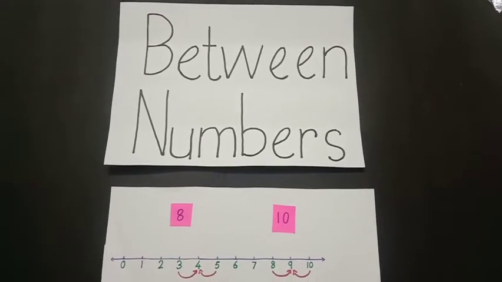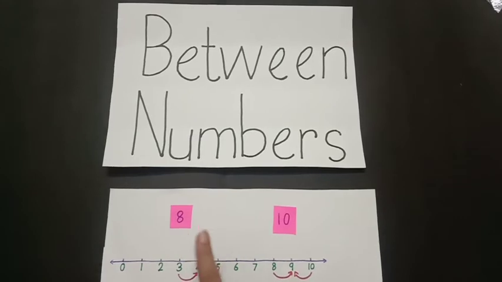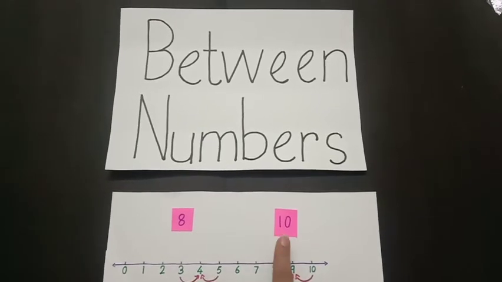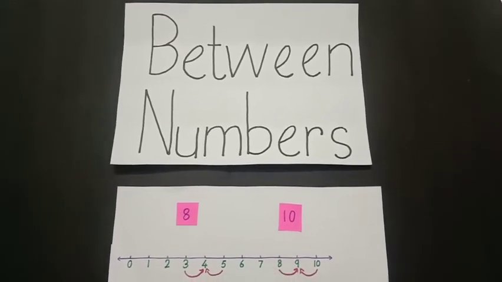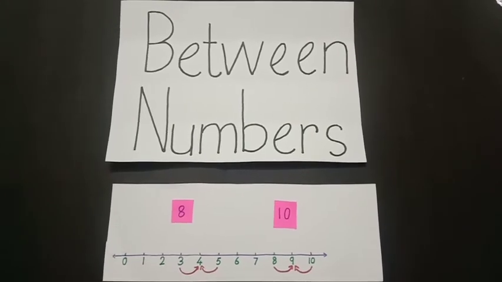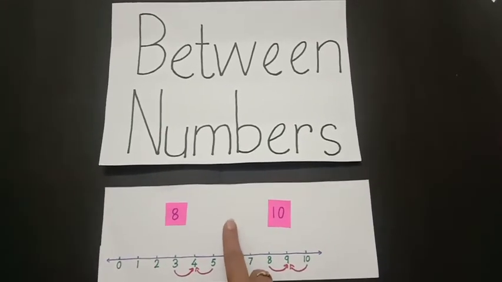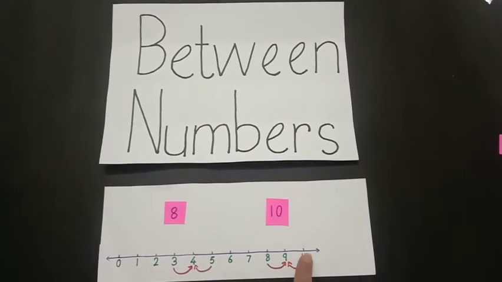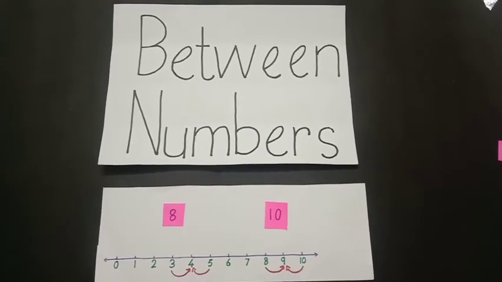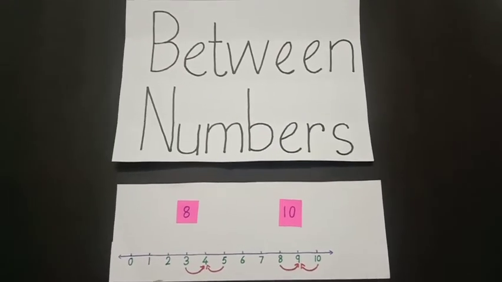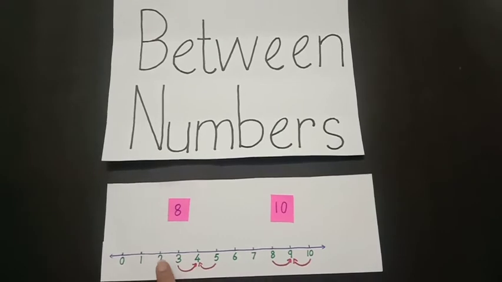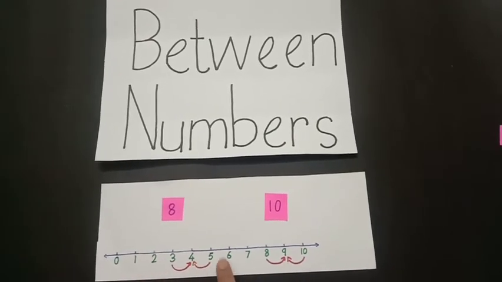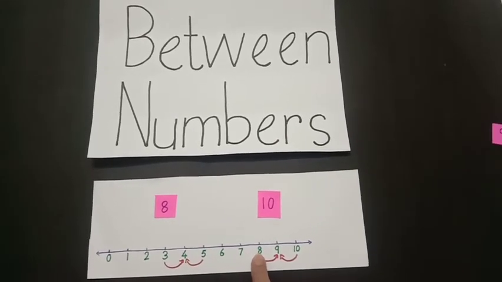Now tell me which numbers are these? Number 8 and number 10. So now we will find the between number with the help of a number line. So tell me, where is number 8? 0, 1, 2, 3, 4, 5, 6, 7, 8.